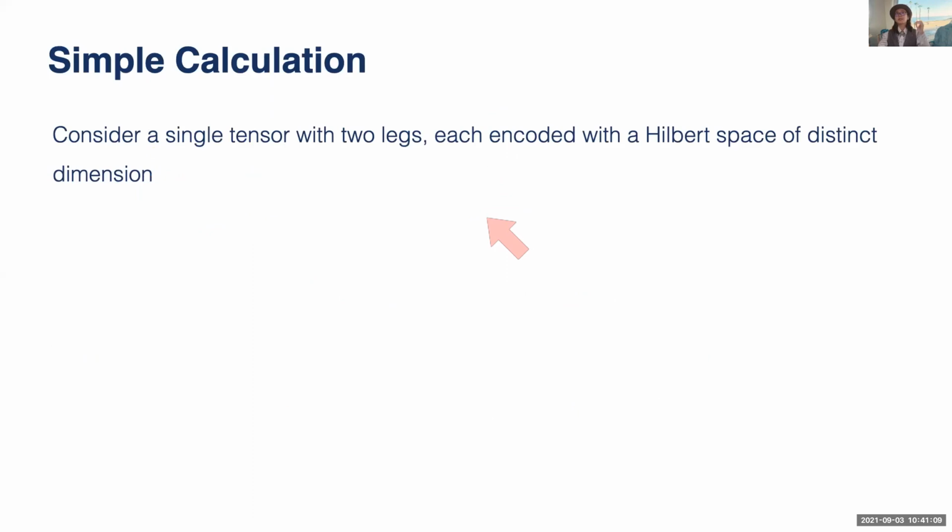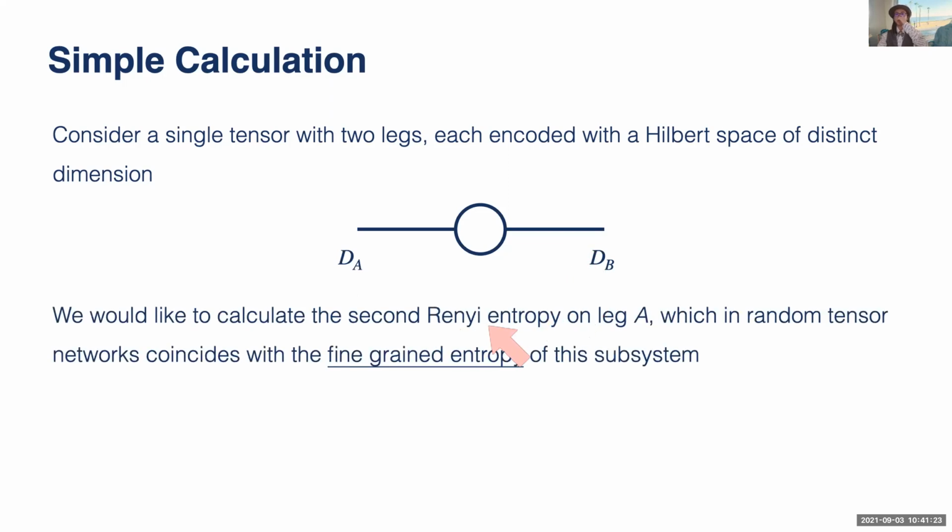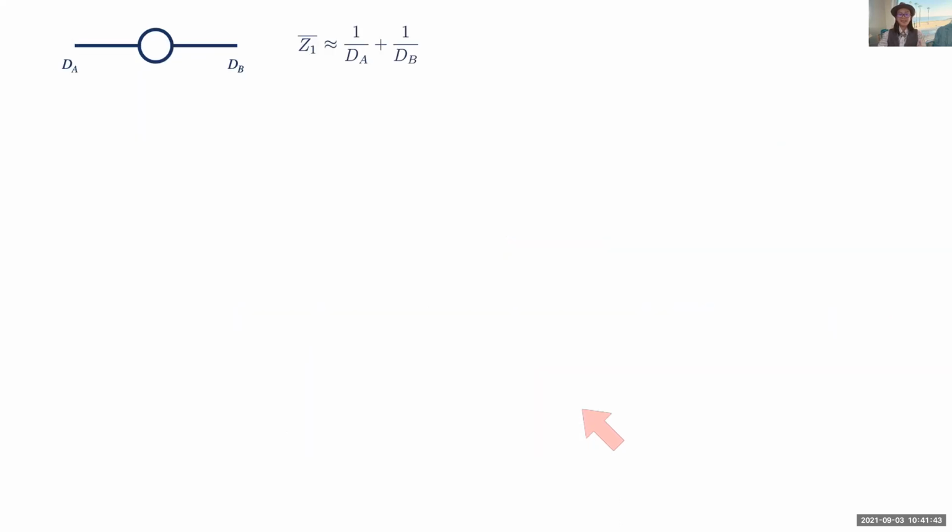Next, let's do a very quick, simple calculation. Consider a single tensor with two legs, each encoded with a Hilbert space of distinct dimension, namely dA and dB. We would like to calculate the second Renyi entropy on leg A, which in a random tensor network coincides with the fine-grained entropy of this subsystem, which is what we want. So it will have this kind of expression, but what we really want to calculate is this thing called Z1. And if you trust me, as this calculation is some magic for the time being, the result is just 1 over dA plus 1 over dB, roughly.